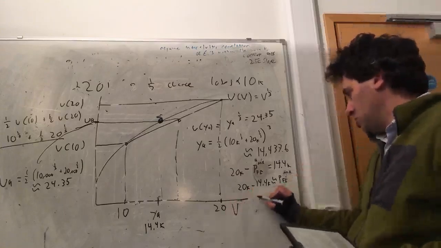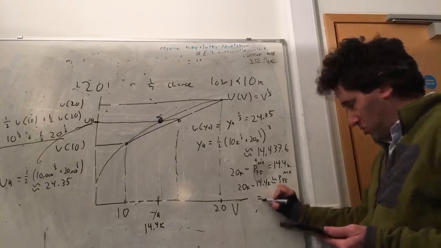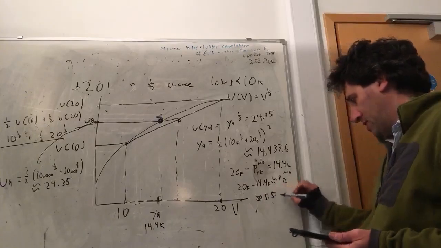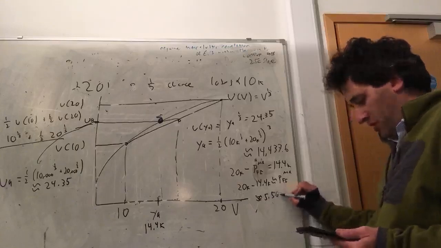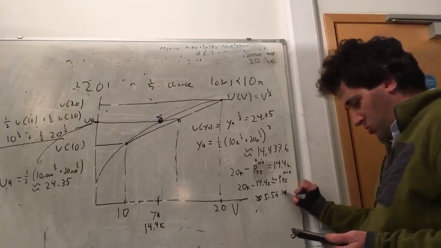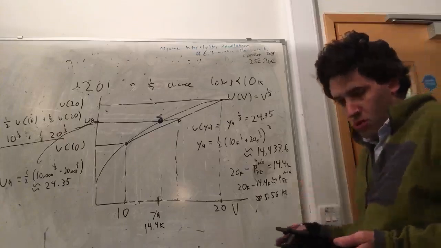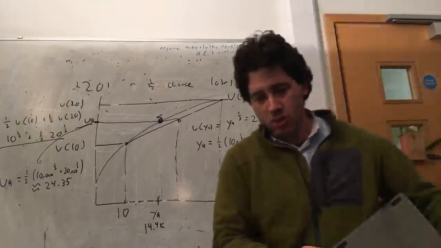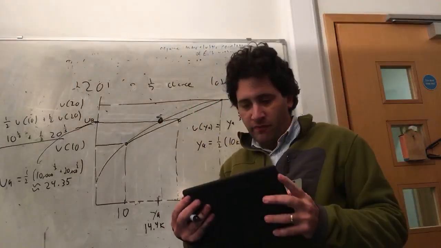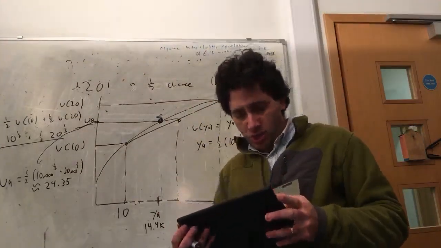So this is approximately equal to 5.56 thousand pounds, which is the most she'd be willing to pay for the full insurance. She'd be happy to pay less, but she'd be willing to pay up to that amount. Okay, I think this fully answers that question.